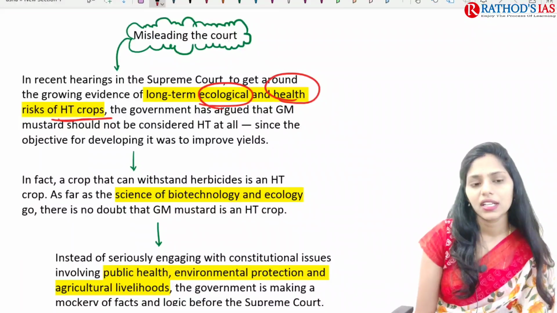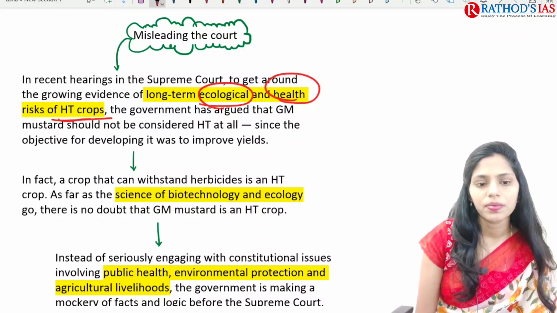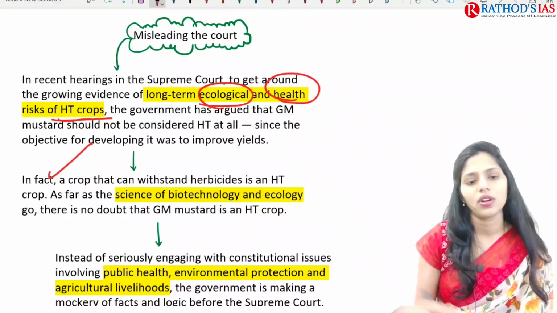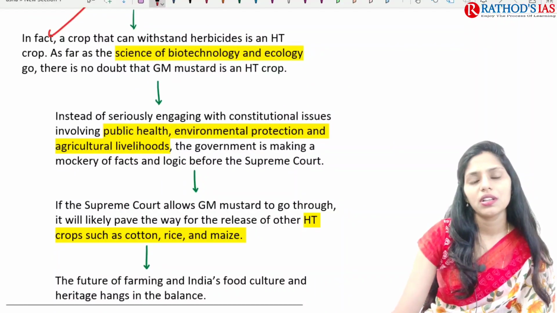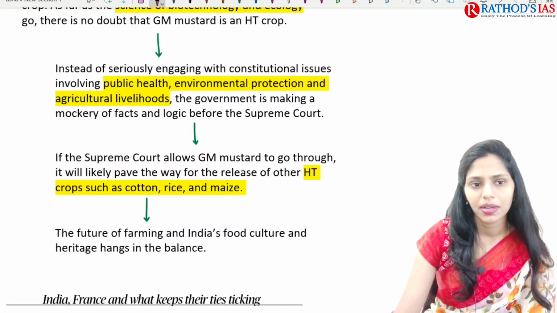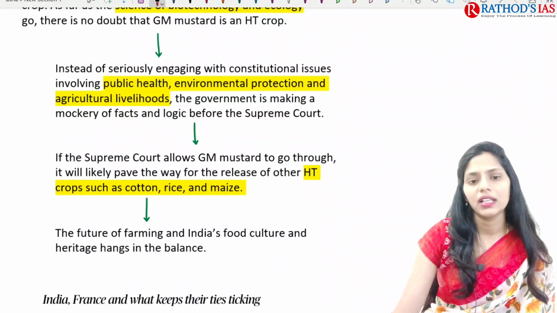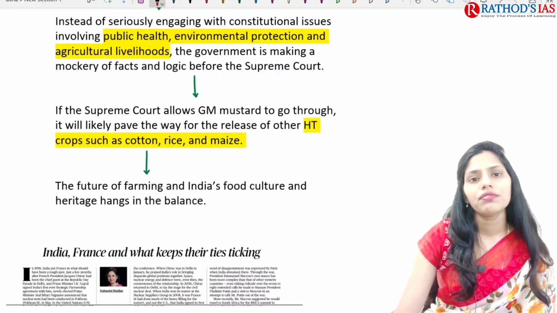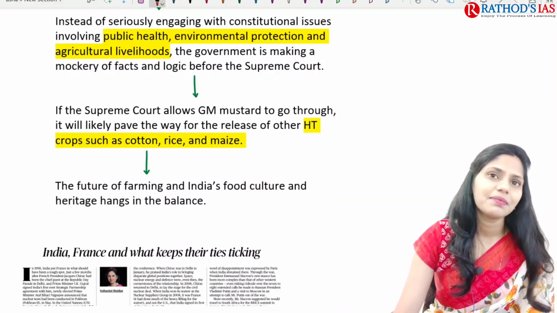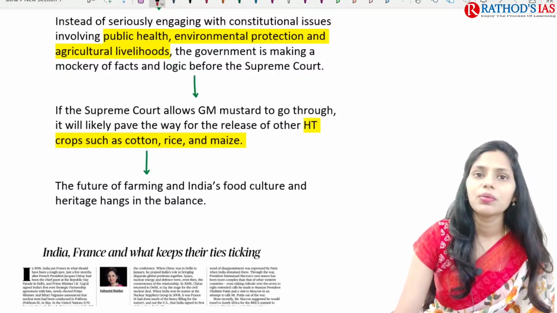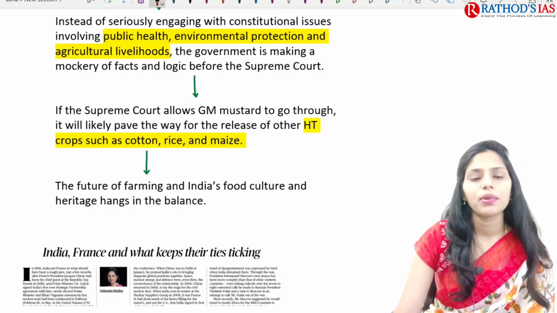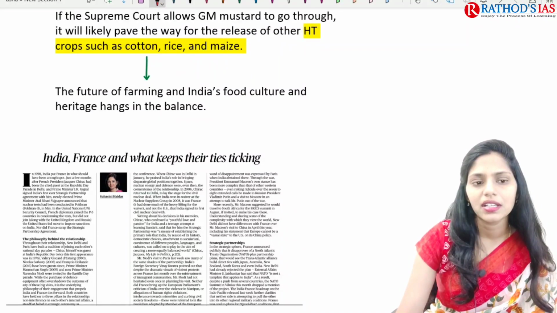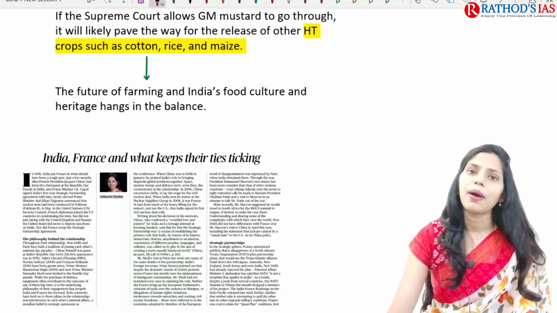In fact, regarding herbicide tolerant crops, we don't know whether they are withstanding these herbicides or not. If they are not, they will have a severe impact on our environment, as well as on public health, environmental protection, agricultural livelihoods, etc. If you release this GM mustard into the market, we will be getting more genetically modified crops, for example cotton, rice, maize, etc. Because of this, it will lead to an imbalance in our ecology. So this is about this topic.